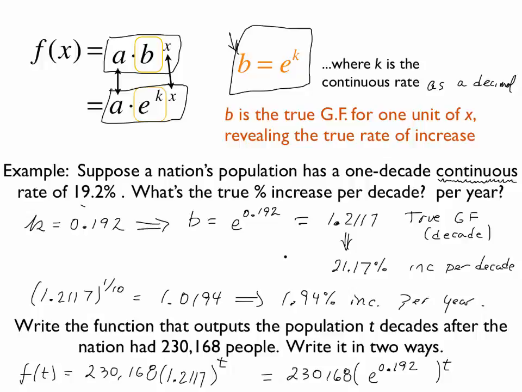So these are the exact same function. If we were to graph that one on the left and graph that one on the right, it'd be the same set of points, same curve, just a different perspective on it. The growth factor versus what we call the continuous rate, which is not the true rate of increase per unit.